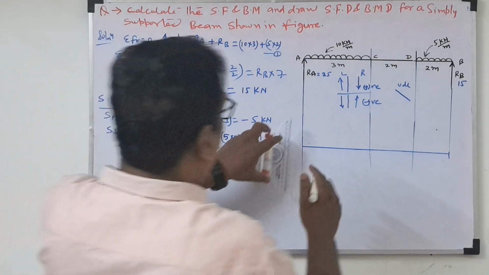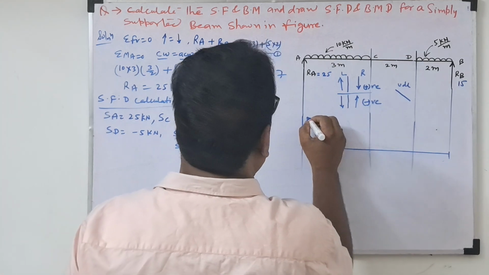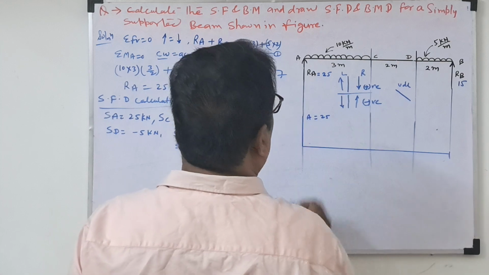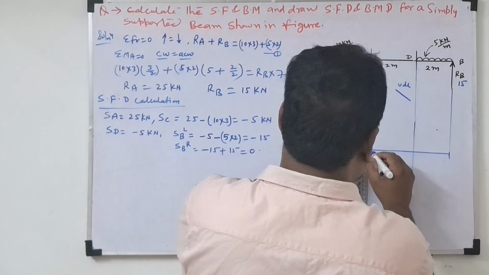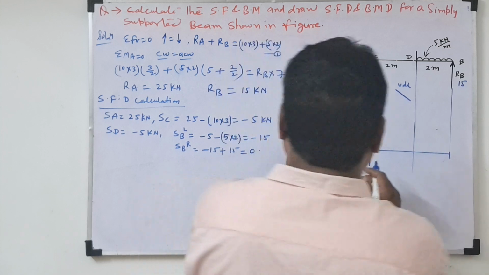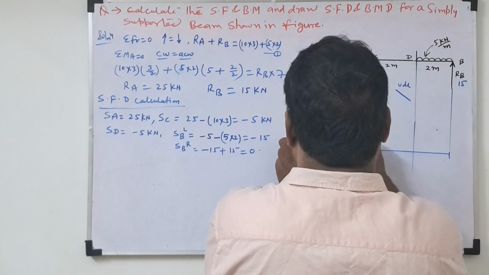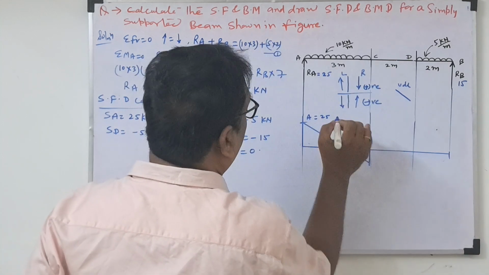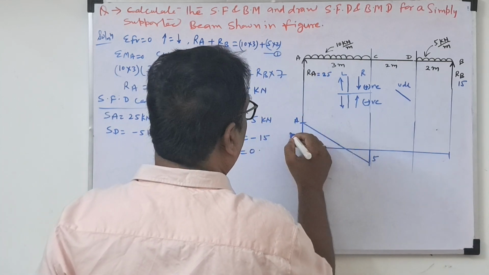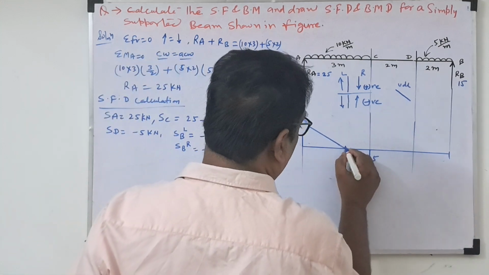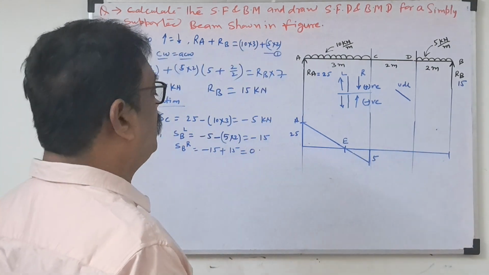Now we'll draw the shear force diagram. First, up to point A, it is 25. Now an inclined line should be there. SC will be minus 5, so it will come somewhere here. So we'll draw this. This is 25 at A, this is 5. At point C, the bending moment will be 0. Some point we will call E, so at point E the shear force will be 0.